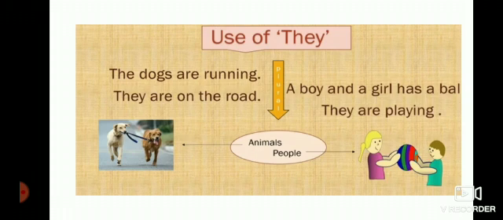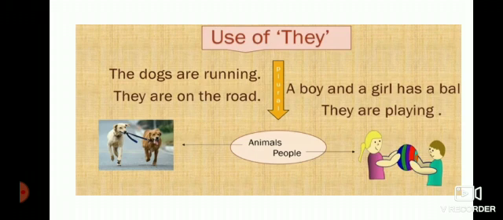See the next example. A boy and a girl have a ball. How many persons are there? Two. So, a boy and a girl. So they are playing. Instead of a boy and a girl, we have to use they. When do we use they? For plural, you have to use they. More than one person, animal or thing, you have to use they.